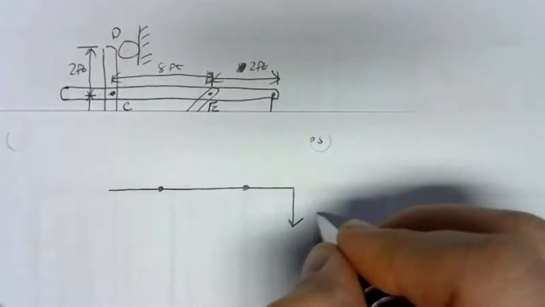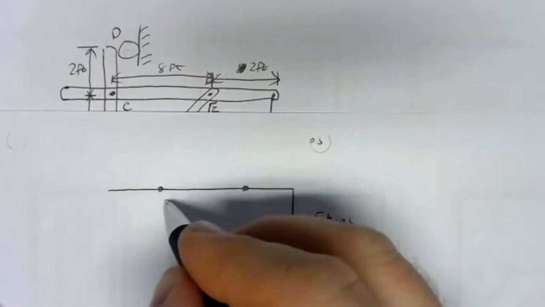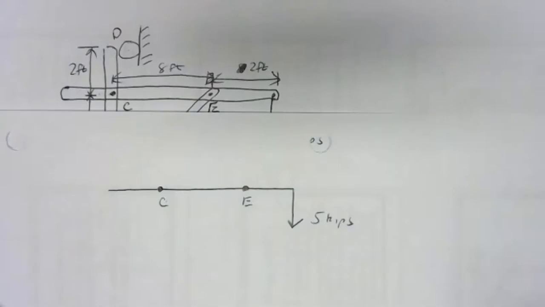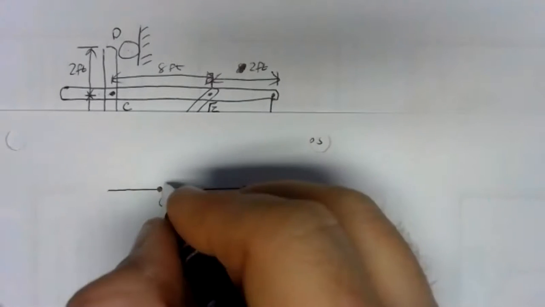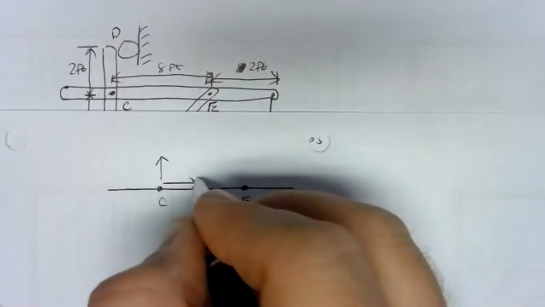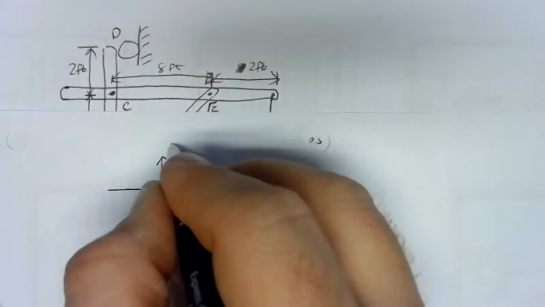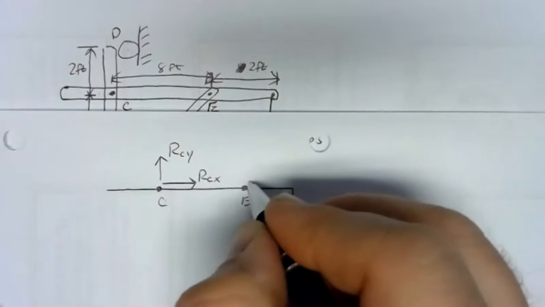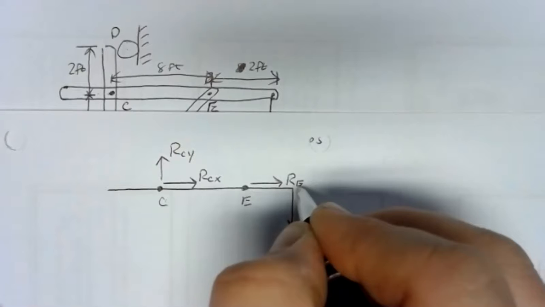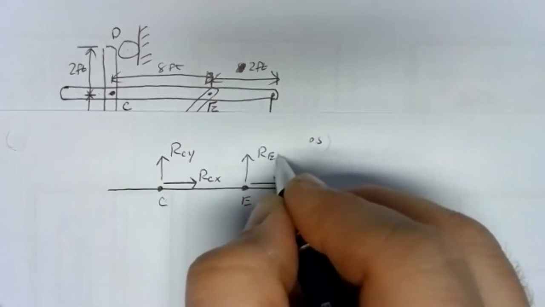There's no doubt about the 5 kip force. It's right there. But since I've never used joint C before in any free body diagram, and I've never used joint E before in any free body diagram, I'm going to assume both the forces that I get from those are positive. So I have RCX and RCY. I'm going to have REX and REY.